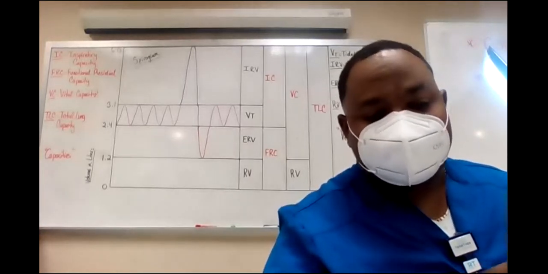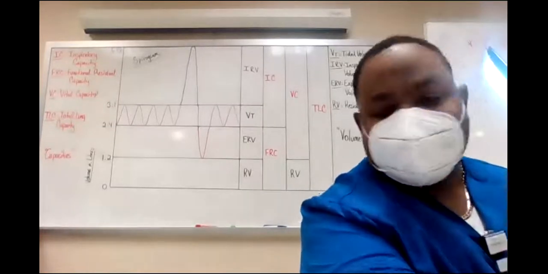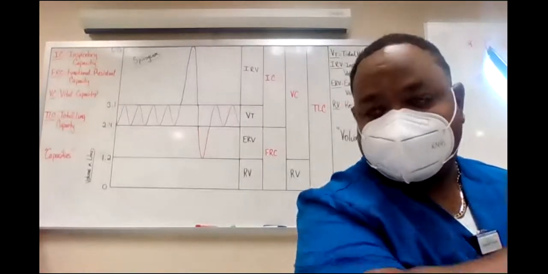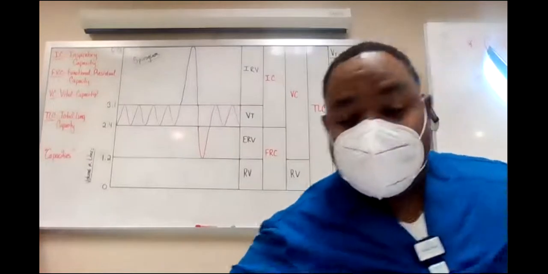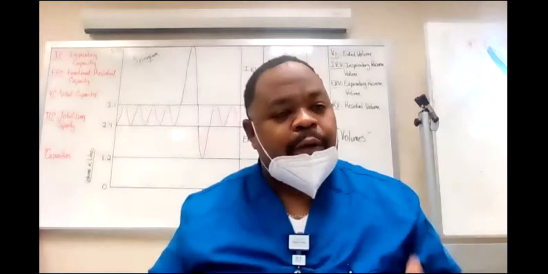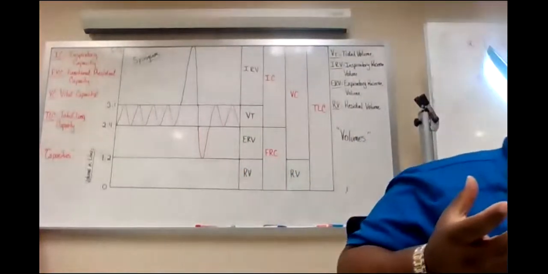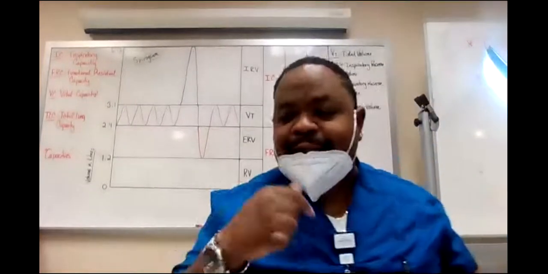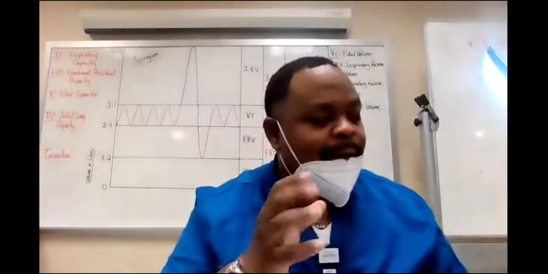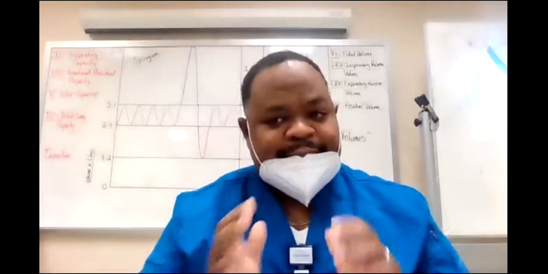Okay, listen. You have an intrapleural and you have an intrapulmonary. Those are two different things. Intrapleural is inside the pleural space. And intrapulmonary is inside the lung. Those are two different pressures, right? Two different spots. You got pressure inside the lung and then pressure in the pleural space.